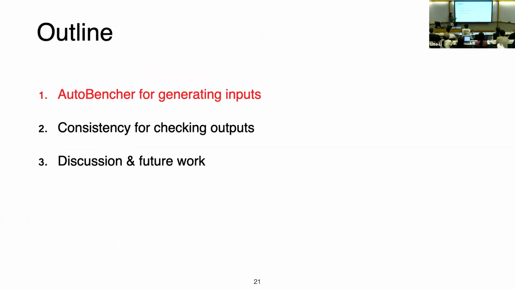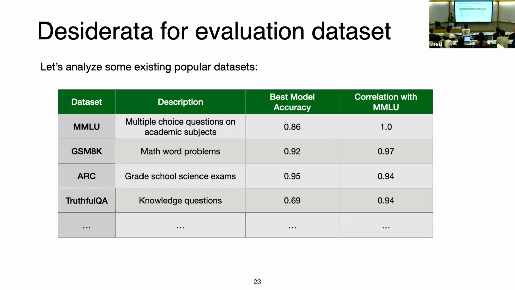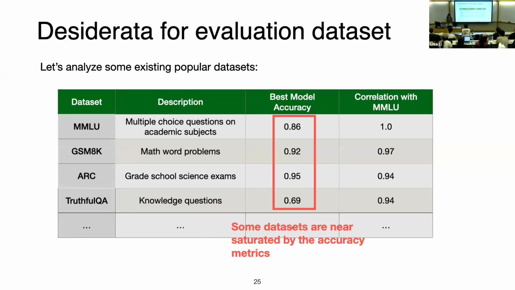So here's the roadmap of the talk. I'll first discuss AutoBencher for generating inputs. This is the paper that we'll cover. To determine some desiderata of evaluation datasets, let's start by analyzing some existing datasets. We include MMLU, GSM8K, ARC, and TruthfulQA. Looking at their descriptions, the benchmarks all evaluate salient and important topics or skills such as math, reasoning, knowledge. The salience of the dataset is an important consideration for benchmark designers.